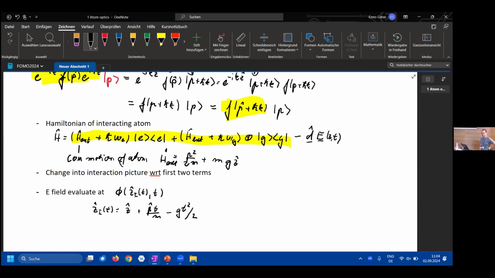Yes? I just have a question about the Hamiltonian, right? Usually I'm used to having H0 plus H external. This is not the same. You basically multiply. Yes, exactly. So in general, just so you know, we have two degrees of freedom.